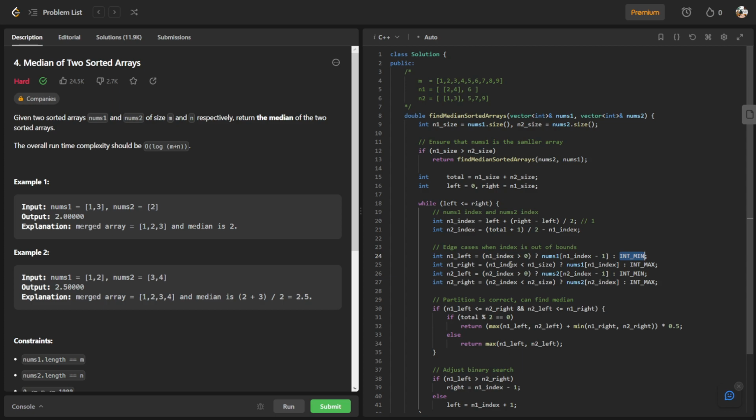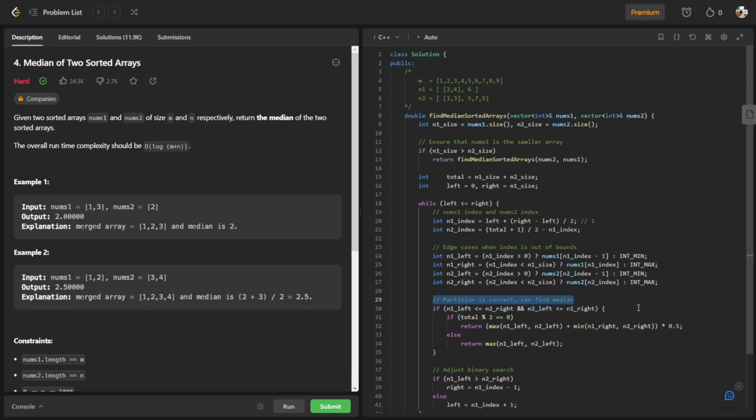Basically, if it's out of bounds in the lower part, then it's in min. If it's out of bounds in the higher part, then it will be in max. Okay, after that, we need to check whether or not the partition is correct.